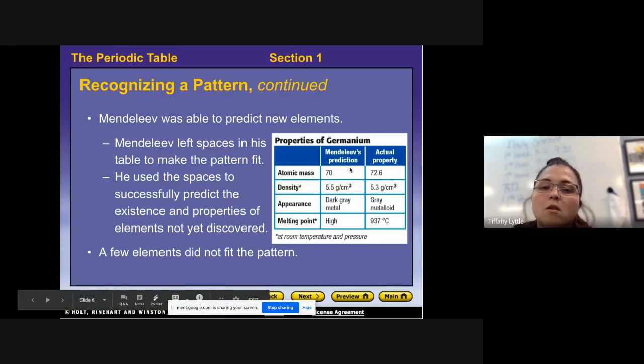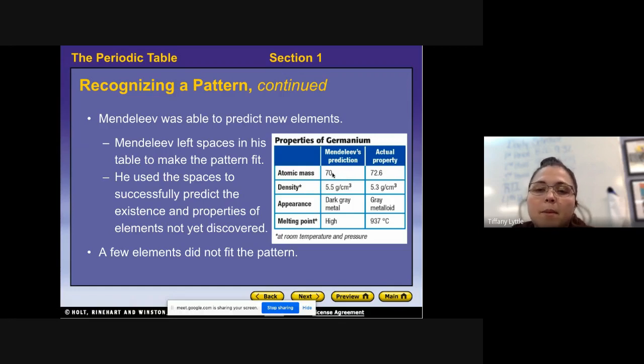His prediction showed that this mysterious element that hadn't been discovered yet would have an atomic mass of 70, a density of 5.5. It should be like a dark gray metal, and it should have a high melting point. Later on, and this happened in Mendeleev's lifetime, this element was discovered, and it was found to have an atomic mass of 72.6, so he's very close to that. It had a density of 5.3, so his prediction was very close. It was a gray metalloid, pretty close on that, and it had a high melting point.